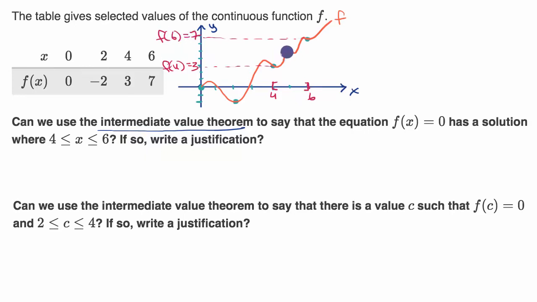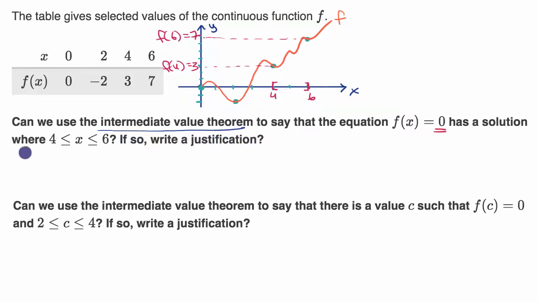And so if someone said, hey, is there going to be a solution to f of x is equal to, say, 5 over this interval? Yes. Over this interval, for some x, you're going to have f of x being equal to 5. But they're not asking us for an f of x equaling something between these two values. They're asking us for an f of x equaling 0. 0 isn't between f of 4 and f of 6, and so we cannot use the intermediate value theorem here.